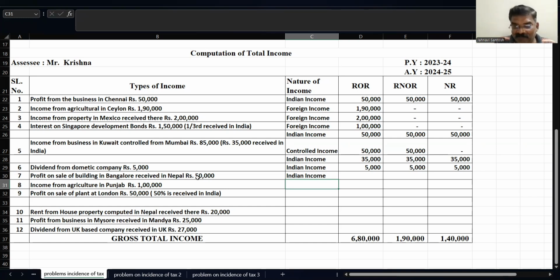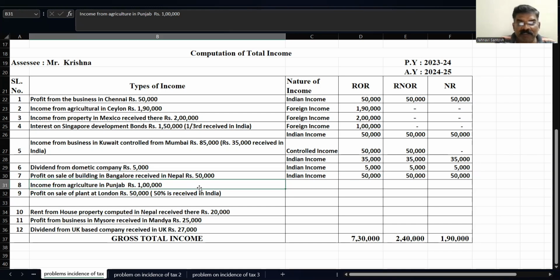I told you, if income is earned, received, raised or accrued in India, for any one of these, we treat it as an Indian income. So here, the profit is earned in India, so we treat that 50,000 as taxable in all the three cases. I'll mention 50,000 and treat it as an Indian income. Okay, children, we'll go to the next one.